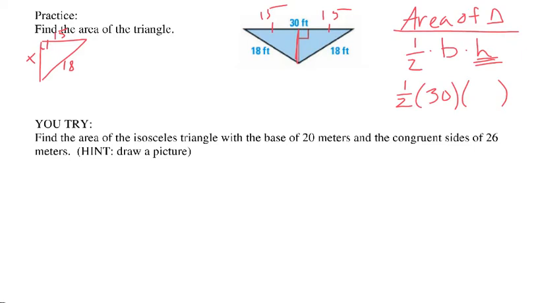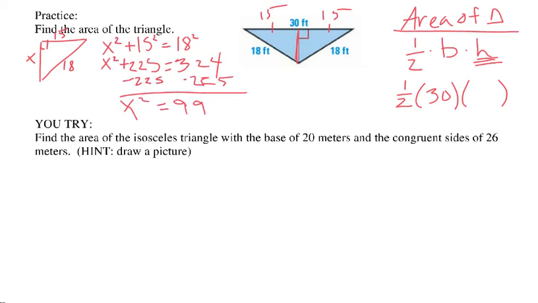For your setup, you should have x squared plus 15 squared equals 18 squared, because 18 is our hypotenuse. So when we simplify both of those, we get x squared plus 225 equals 324. When we subtract 225 from both sides, we get x squared equals 99. When we take the square root of both sides, we end up with 9.95 feet.